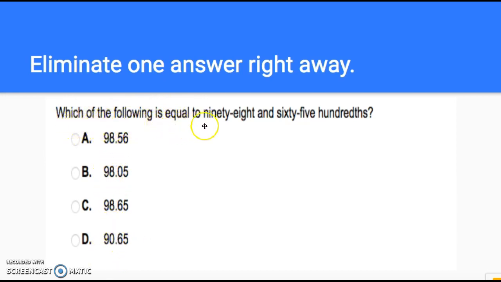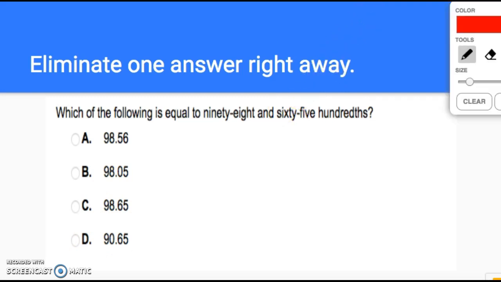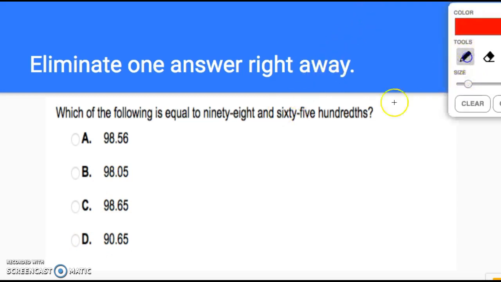Which of the following is equal to 98 and 65 hundredths? Notice that this is 98. This is 98, 98. D is 90, so I'm going to eliminate it right away. It's just there to try to throw you off. So I'm going to eliminate here.